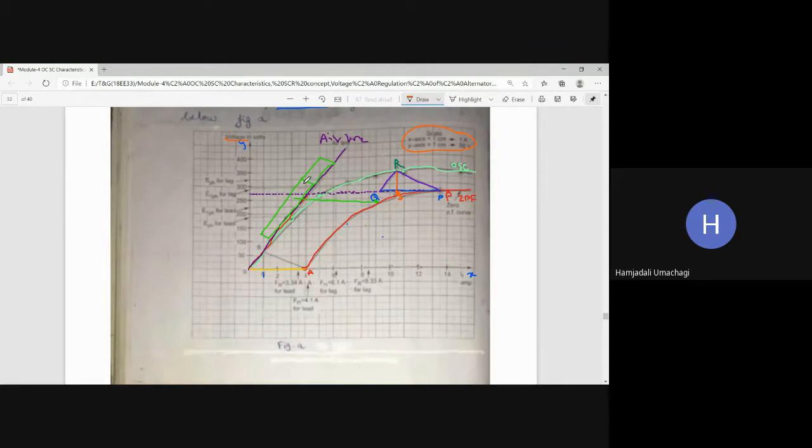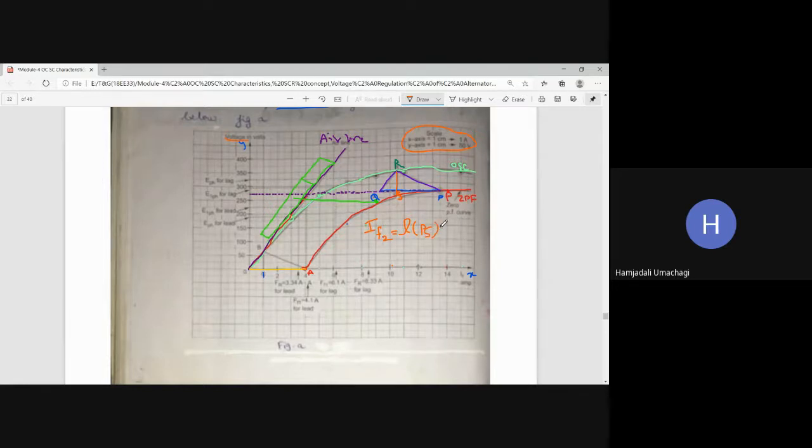Required to overcome armature reaction can be calculated from the Potier triangle PQR. From the Potier triangle PQR, that is below, right? IF2 is equal to the length of PS.